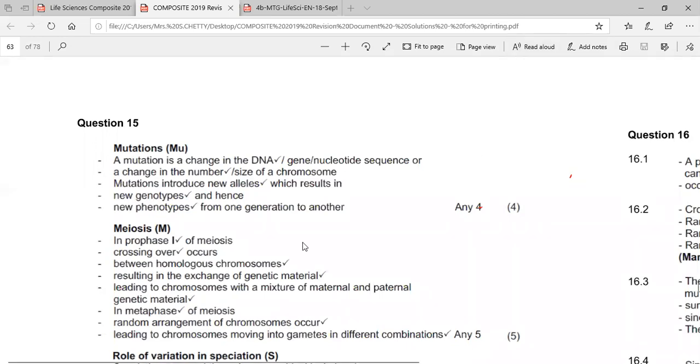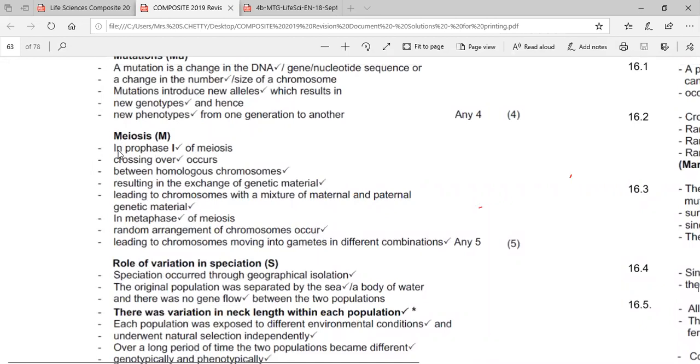Okay, meiosis, how it brings about variation. So here you've got to write about crossing over, and you've got to write about the random arrangement of chromosomes. In prophase 1 of meiosis, crossing over occurs between homologous chromosomes, which results in the exchange of genetic material, leading to chromosomes with a mixture of maternal and paternal genetic material. Previously, they were either maternal or paternal. Now, when genetic material is exchanged, you're leading to chromosomes with a mixture of maternal and paternal genetic material.